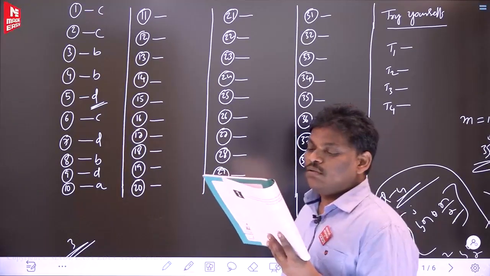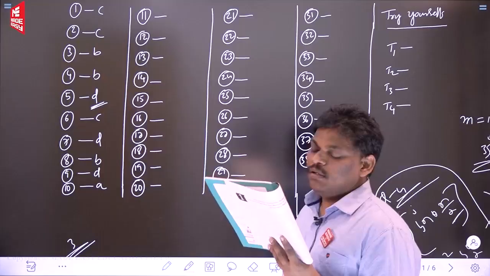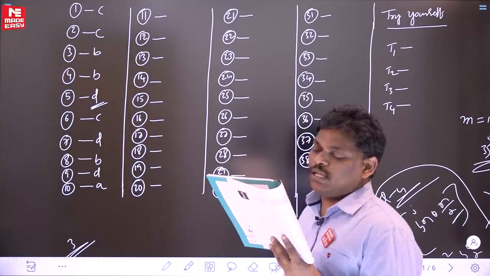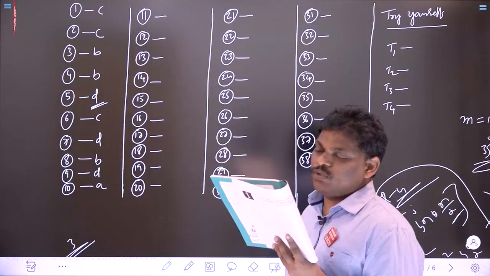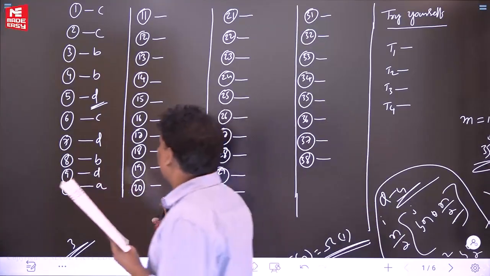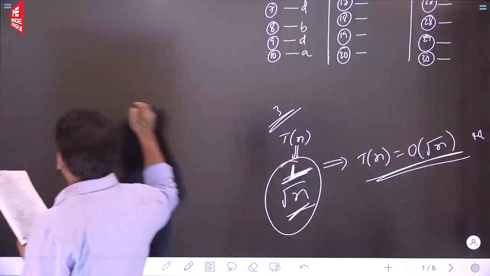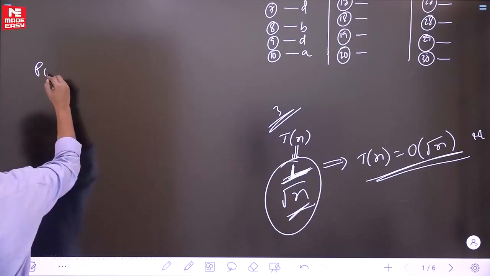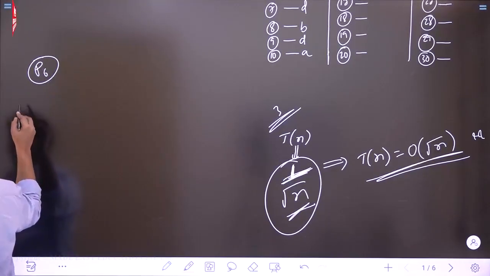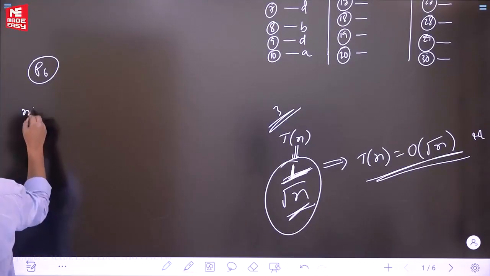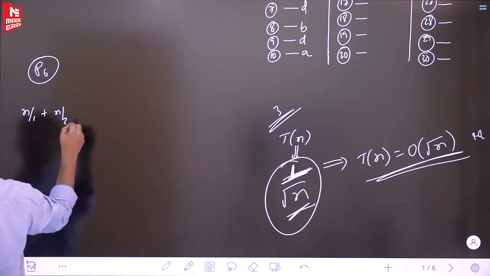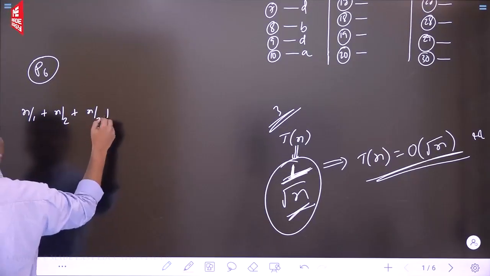I value 1, the j loop is going on n by 1. I value 2, the j loop is going on n by 2. I value 3, the j loop is going on n by 3. I think this loop is like that. Which problem is it? Problem number 6. See this one, problem number 6. So I think it is going on like this. I value 1, j loop is n by 1. I value 2, n by 2. I value 3, n by 3, and so on.